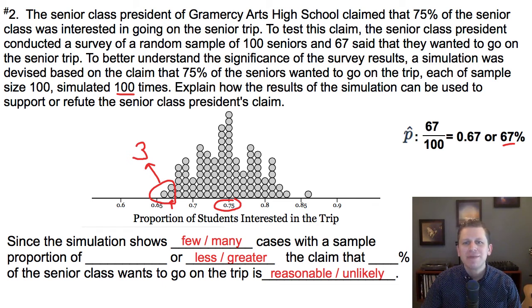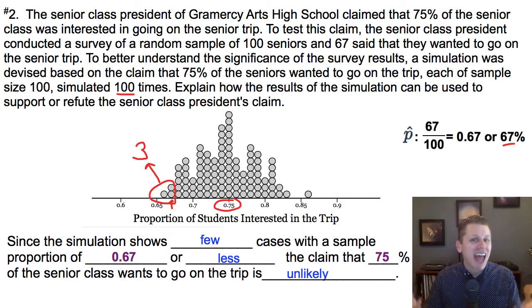Well, why is that? It's because the simulation shows very few cases, really only 3% or 3 out of 100 cases. So it shows few cases with a sample proportion of 0.67 or less. So the claim that 75% of the senior class wants to go on the senior trip is very unlikely. It's not saying that we couldn't still have 75% of the kids wanting to go on the trip, but based on the simulation, it's very unlikely that we do.